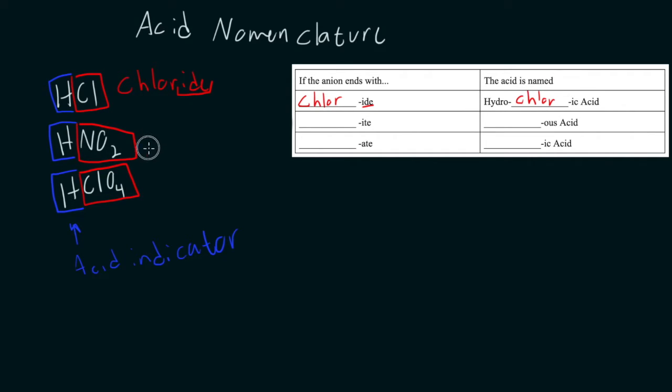HNO2. NO2 is nitrite. And so if I put this in here, it's going to be nitrite. There we go. That's my suffix right there. Then I'm just going to put this in my blank here, and it's nitrous acid. There we go. That's it. Simple as can be.